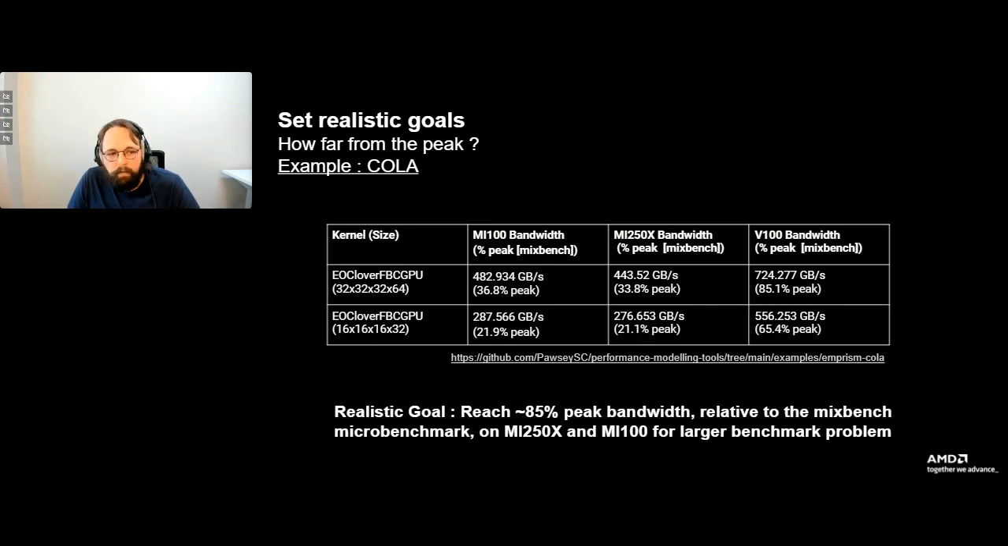Now for the smaller problem, typically you're not keeping the compute units as busy. There's not as many wavefronts in flight, and so you don't have as many opportunities to hide memory operations. So the efficiency there is not as strong, but on the smaller problem, we'd be pretty happy with 65%.